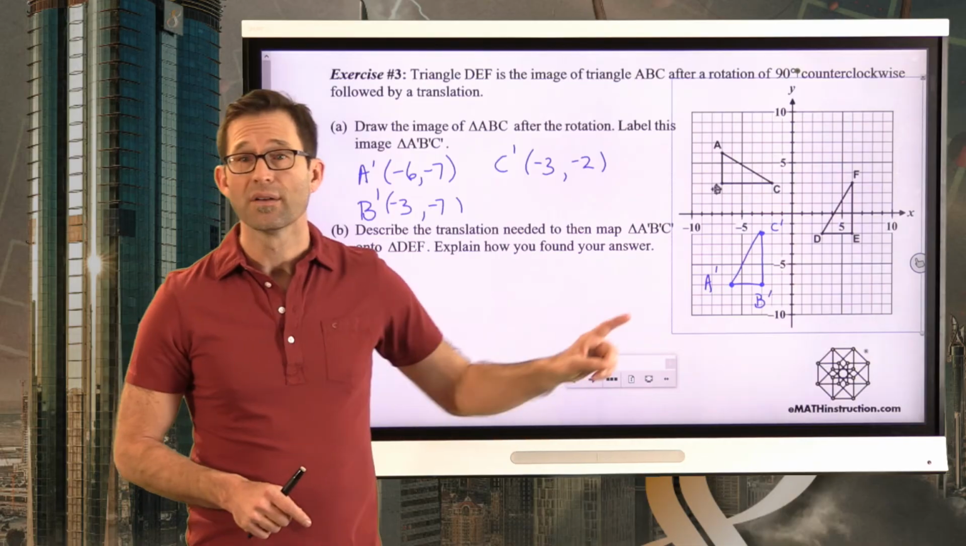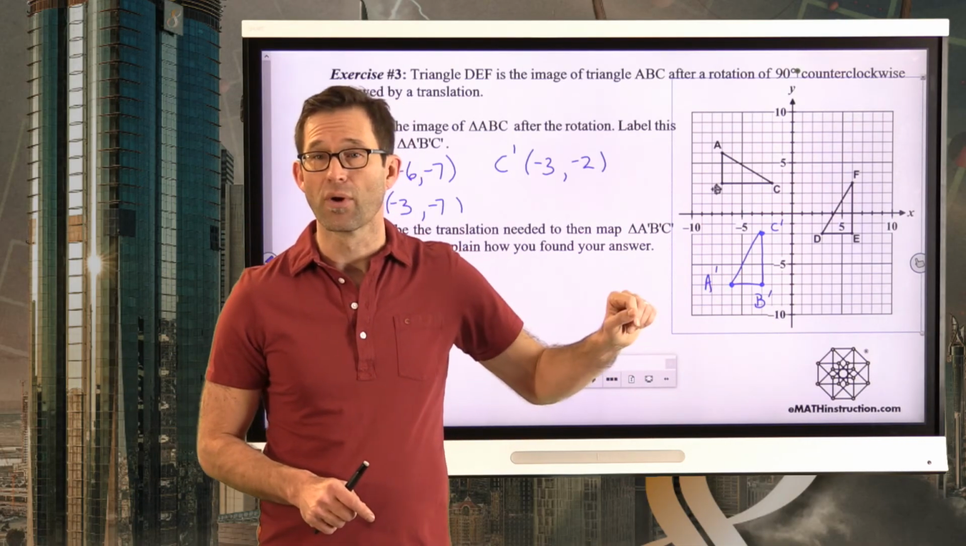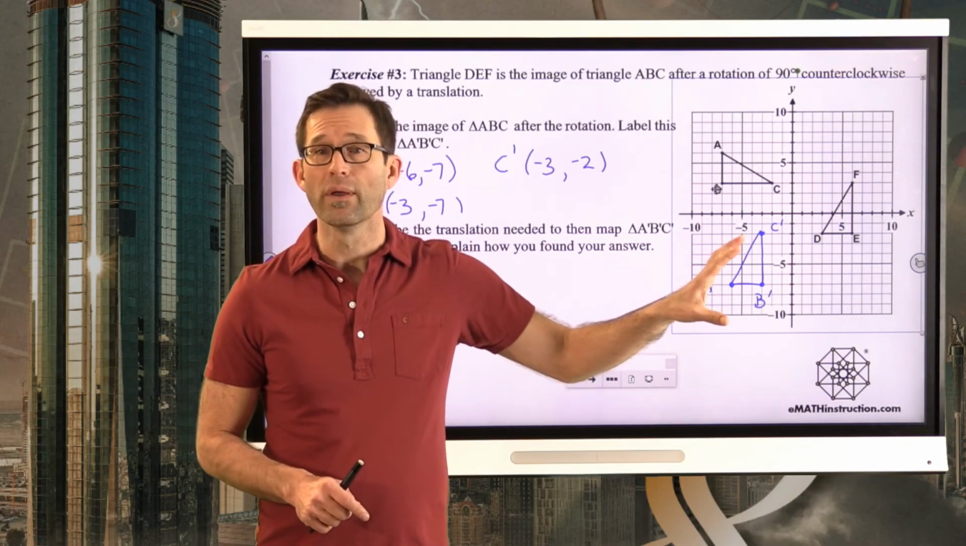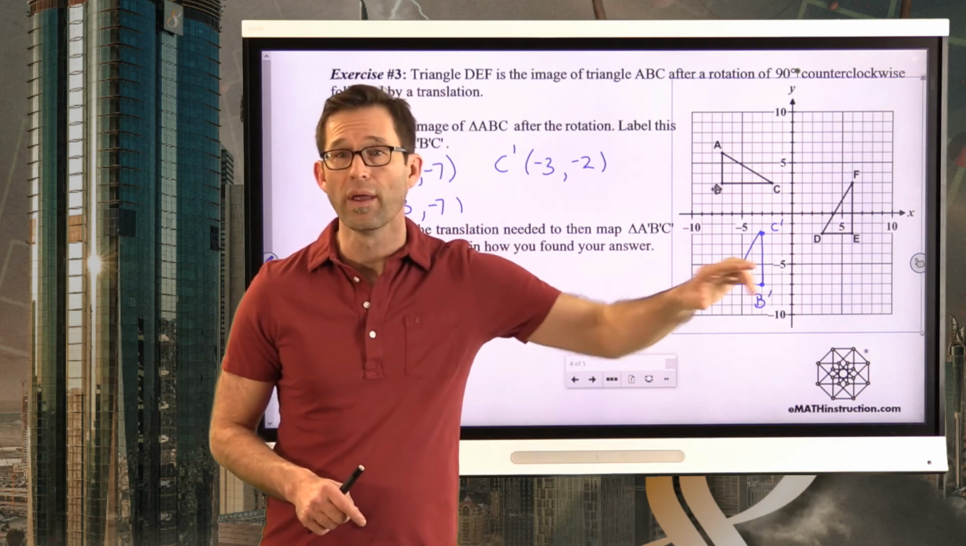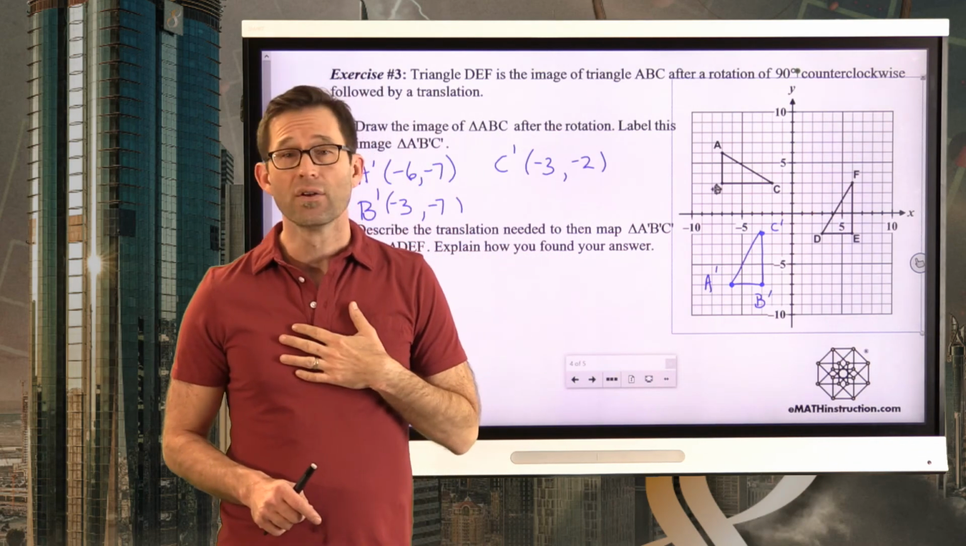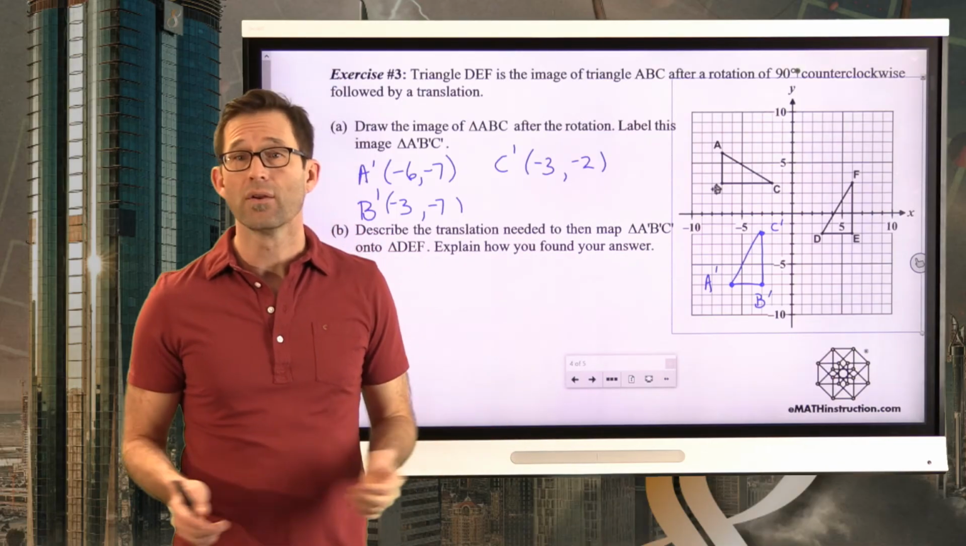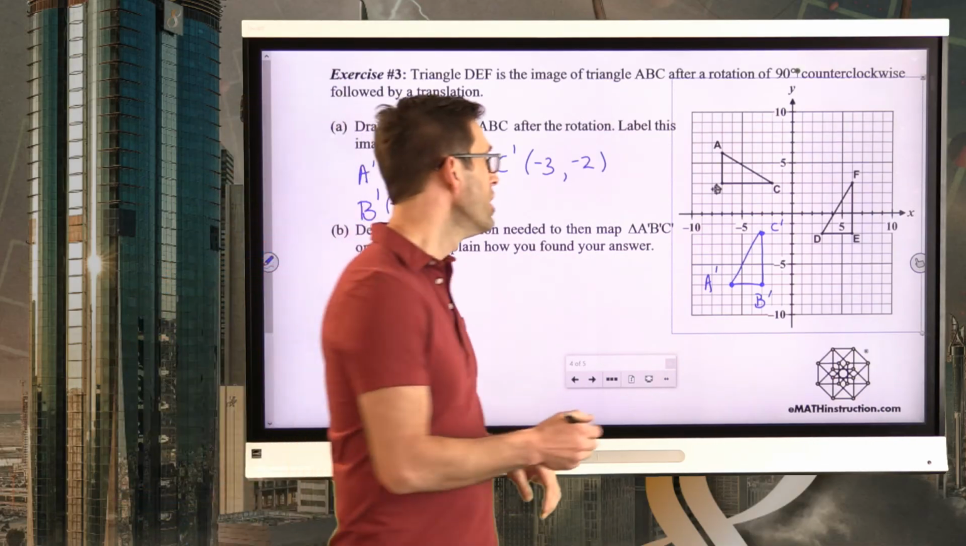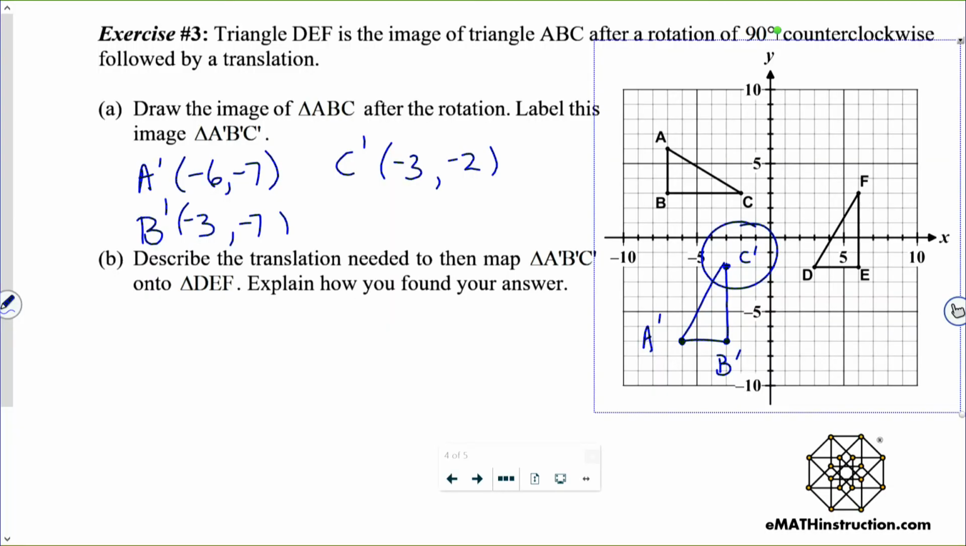We need to pick a single point on A prime, B prime, C prime, and then think about how that point will get mapped to the corresponding point on triangle DEF. You can do almost any point you want. Actually, you can do any point you want. I'm going to choose C prime. So in other words, I'm going to take C prime, and I'm going to figure out what I have to do to translate it to point F. And that's specifically to move it 3, another 5, another 1. So I'm going to translate 9 units right.